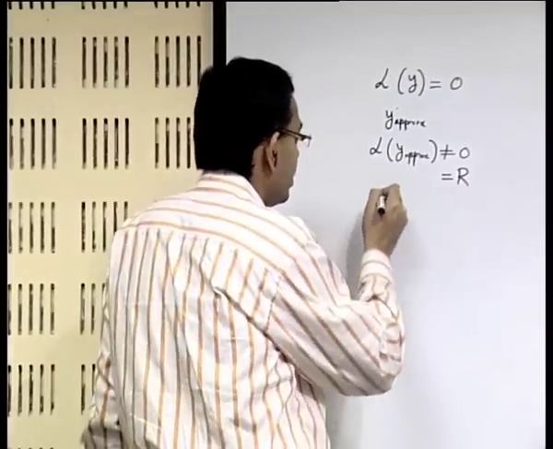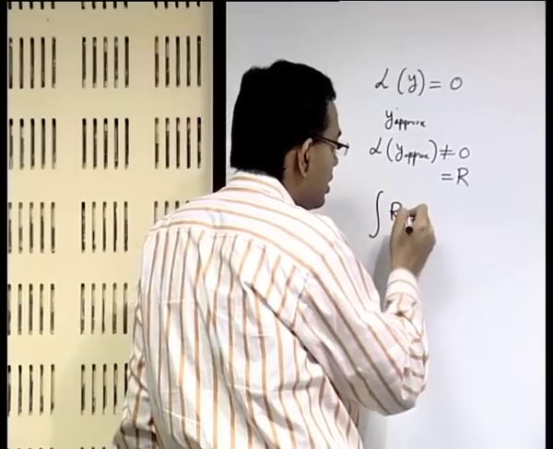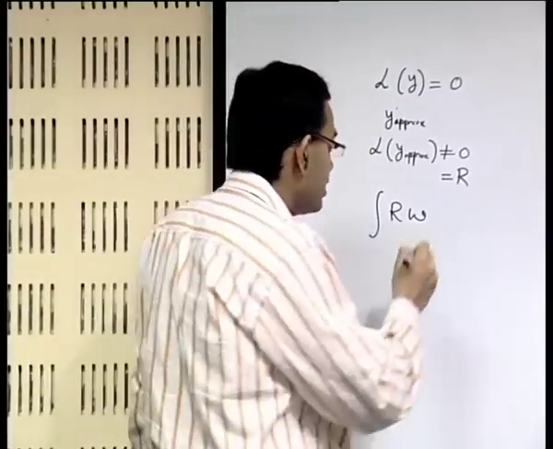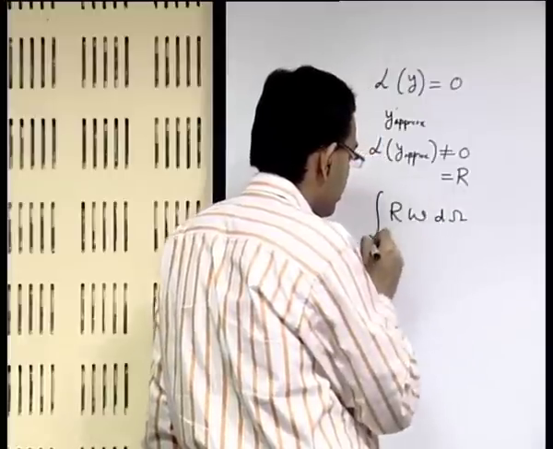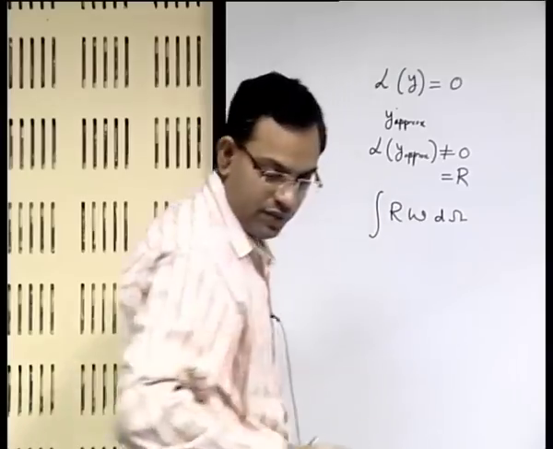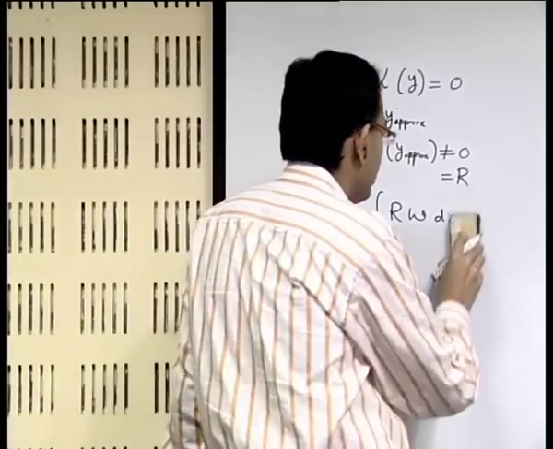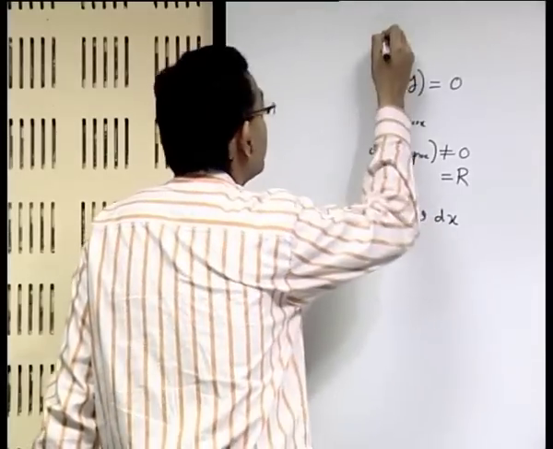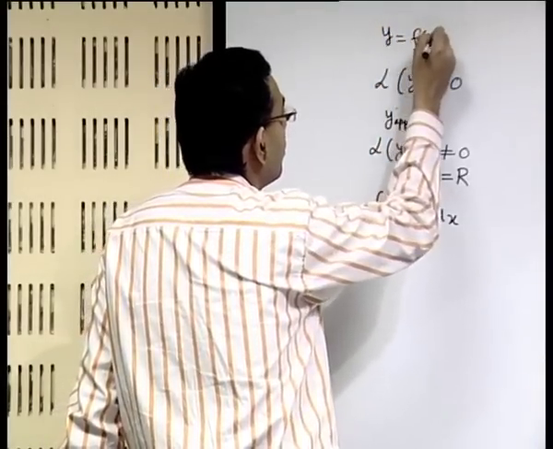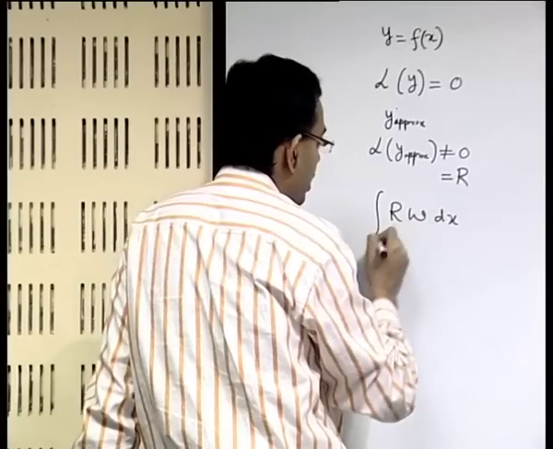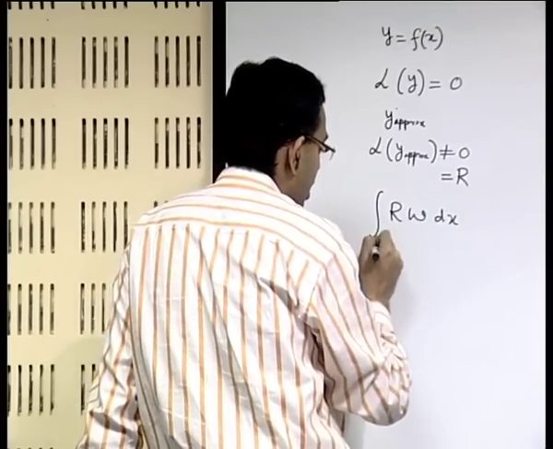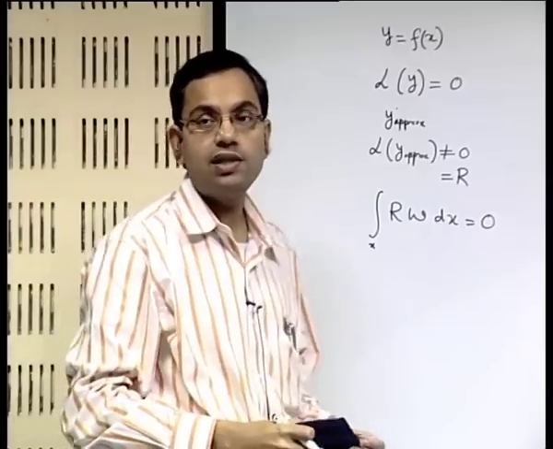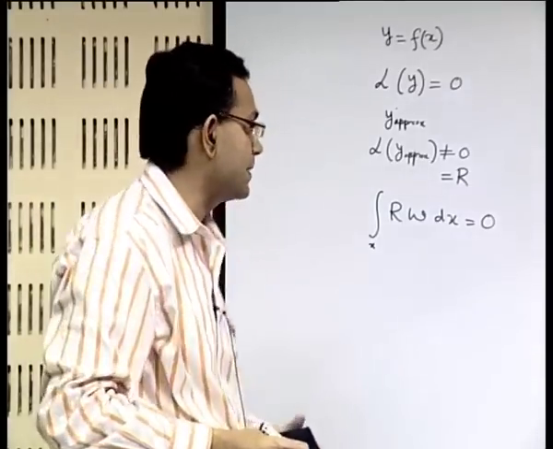So, what is done in the weighted residual method is this residual is multiplied by a weighting function and it is integrated over the entire domain. So, here if it is a one dimensional problem, the domain is x where y is a function of x, integrated over the domain and this is set to 0. So, the error is minimized in a weighted integral or weighted residual sense.